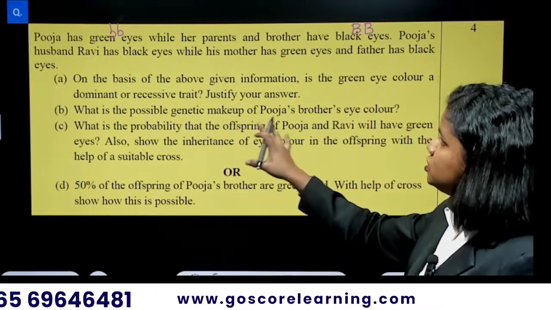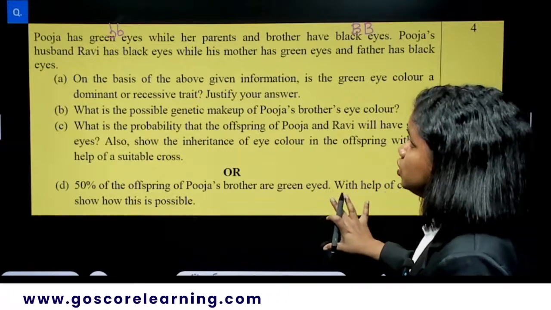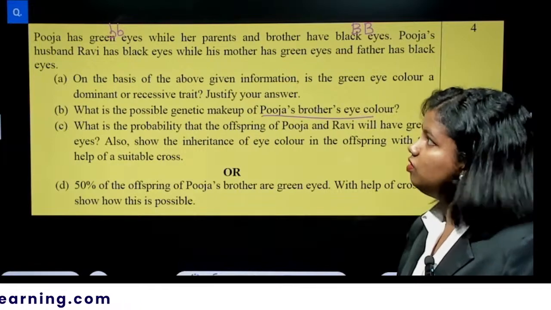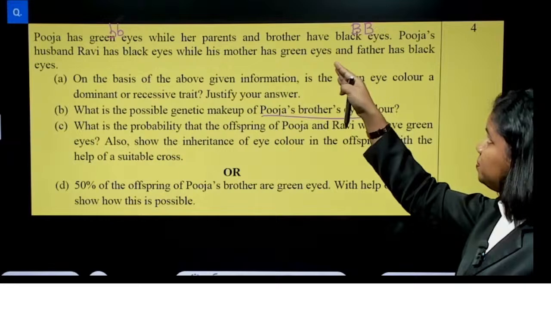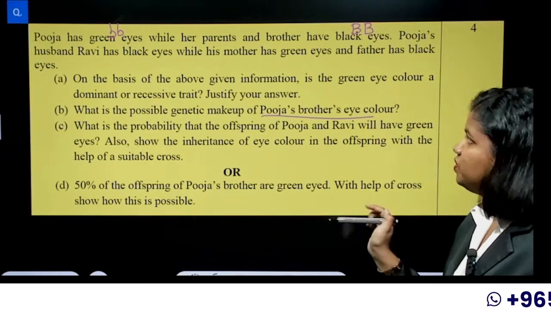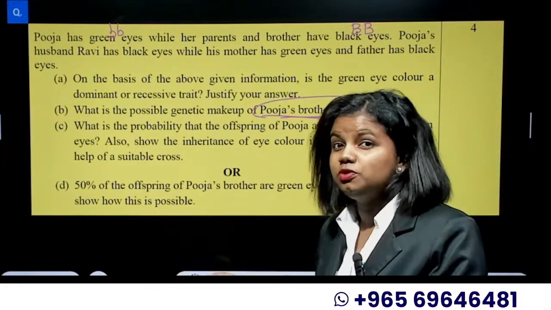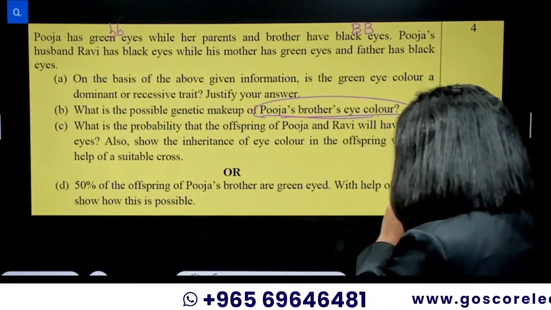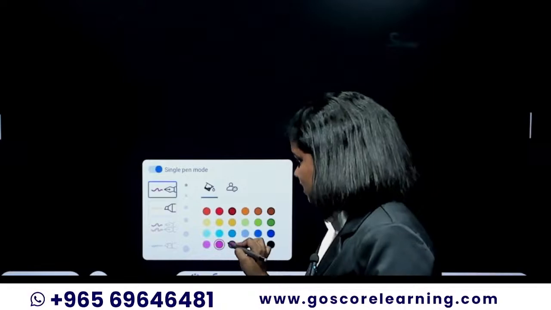What is the possible genetic makeup of Pooja's brother's eye color? Okay, so we have to find Pooja's brother's eye color. All we know is Pooja has green eyes, her parents and brother have black eyes. We have to find the possible genetic makeup. We know the eye color is black, but we need to find the genetic makeup. If you know the basics of genetics, we can easily solve this question, right?